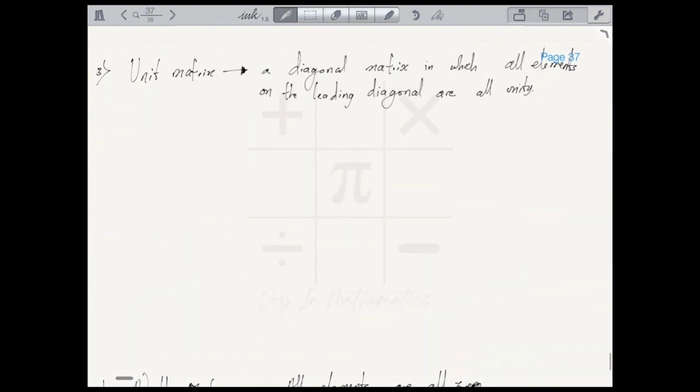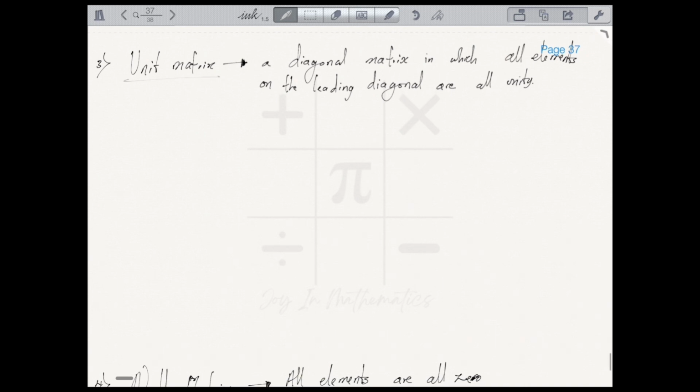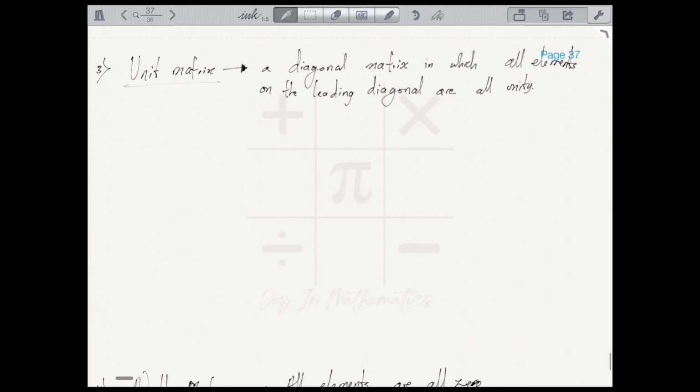Now we have also a unit matrix. A unit matrix is a diagonal matrix in which all elements on the leading diagonal are unity, and unity here means that it is equal to 1. So first of all, it's a diagonal matrix. A diagonal matrix is a square matrix, right? So we have a 2 by 2 matrix. All right, so let's first put the examples that we had before.